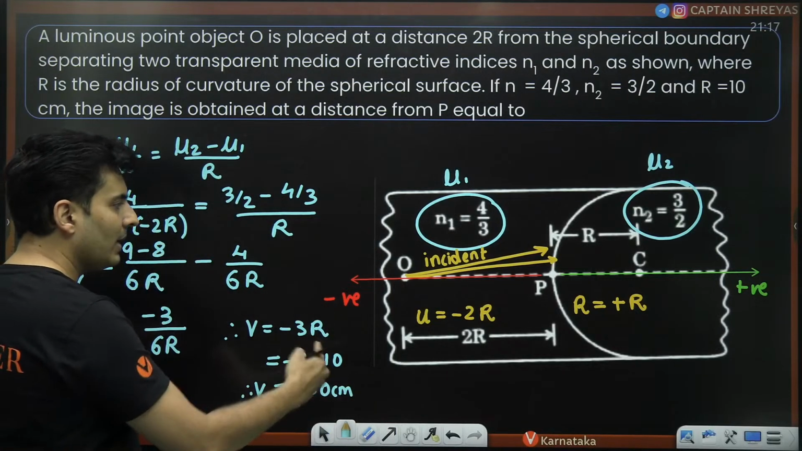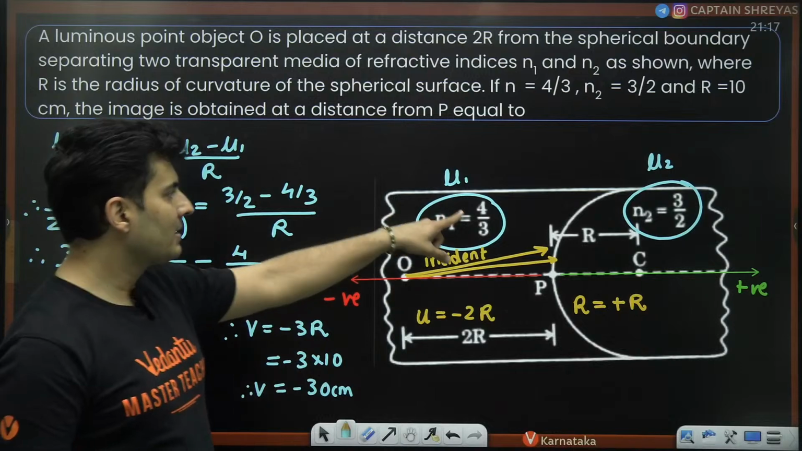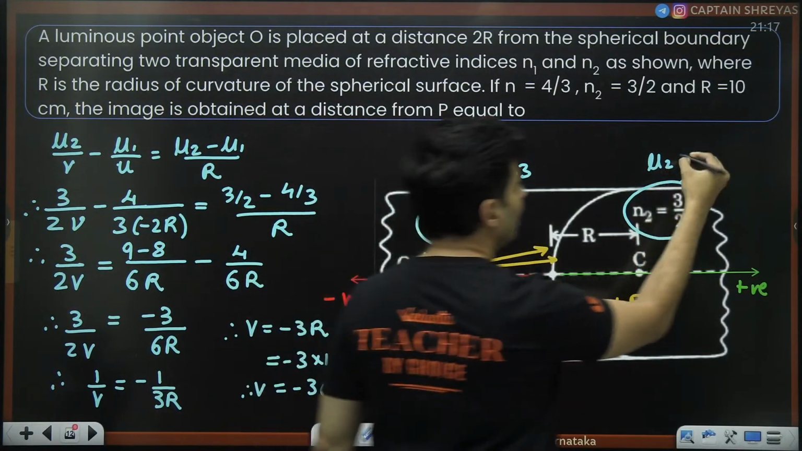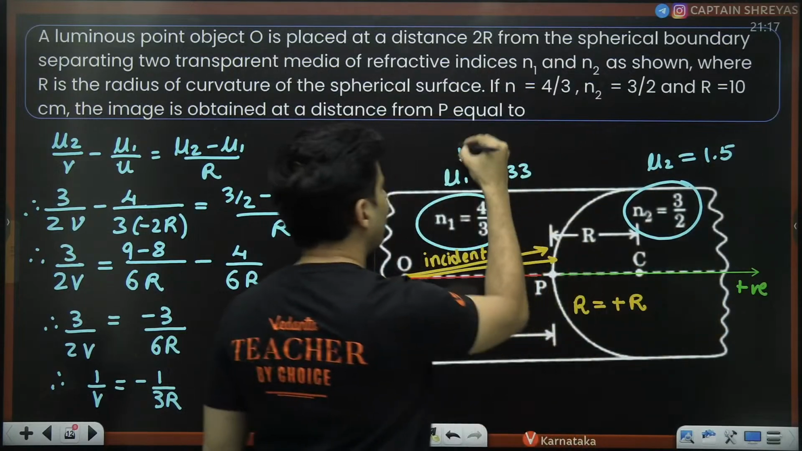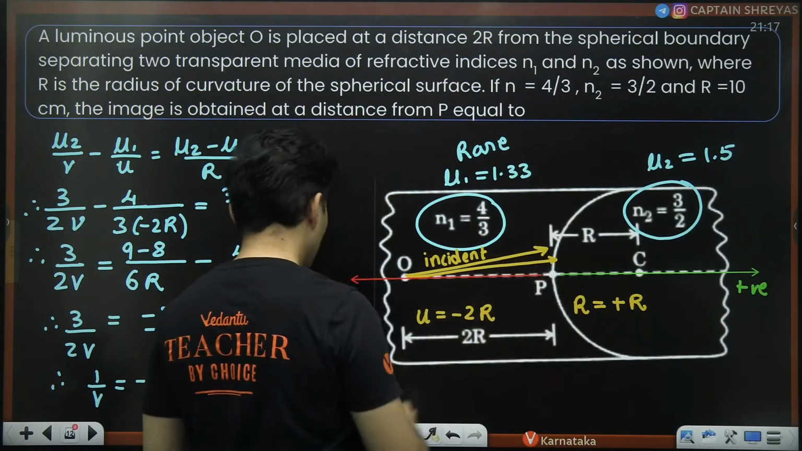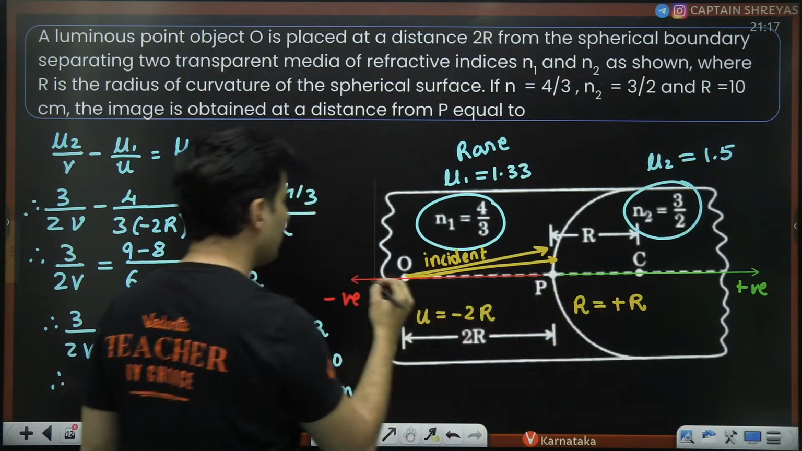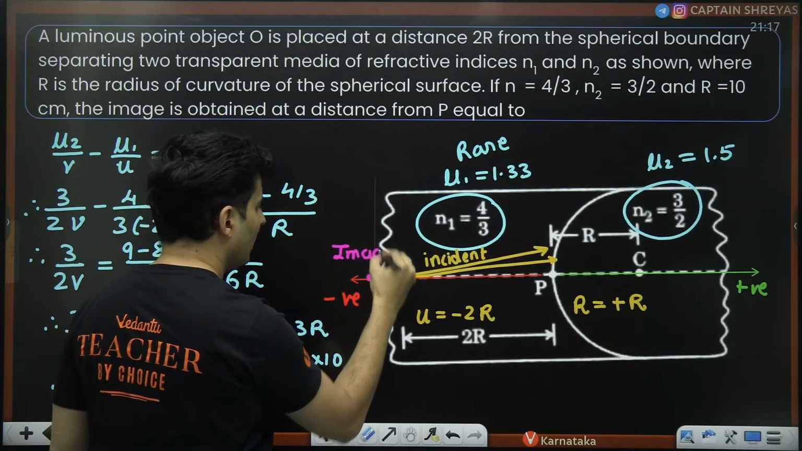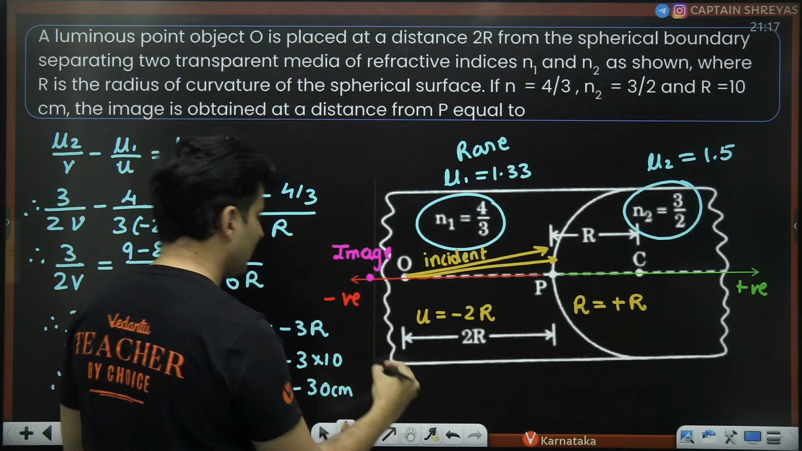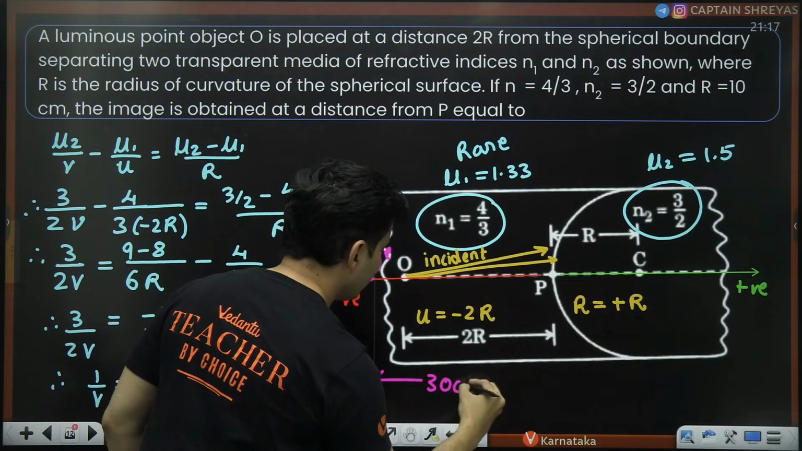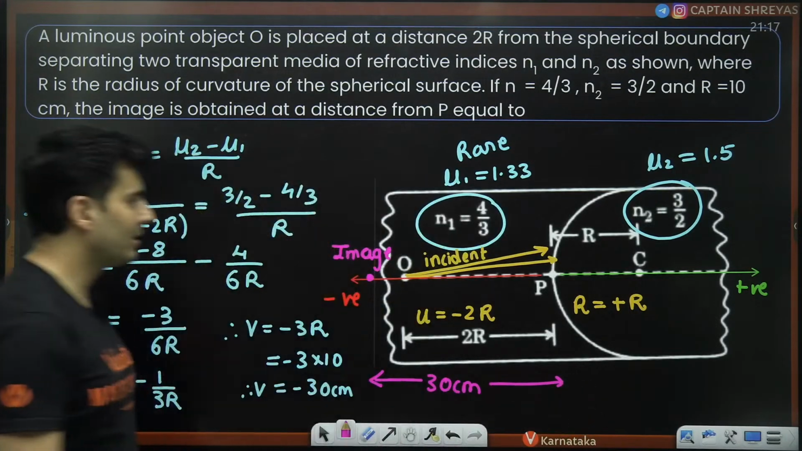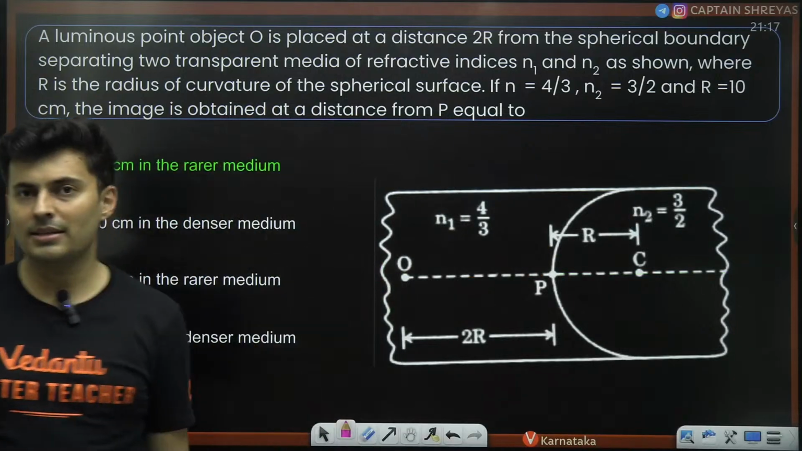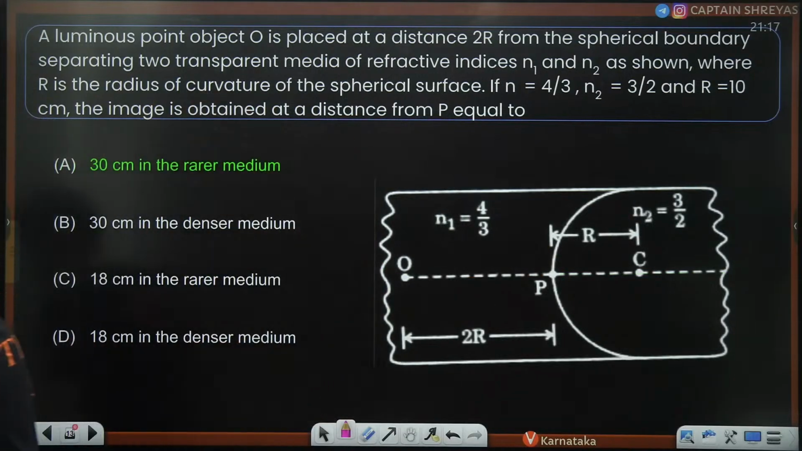Minus means the image will be formed here, and this has a refractive index of 1.33. This is 1.5. So technically this is the rarer medium. The final image will be formed somewhere over here at a distance of 30 centimeters, and this is formed in the rarer medium. Hence this option is correct, because the r value was given.